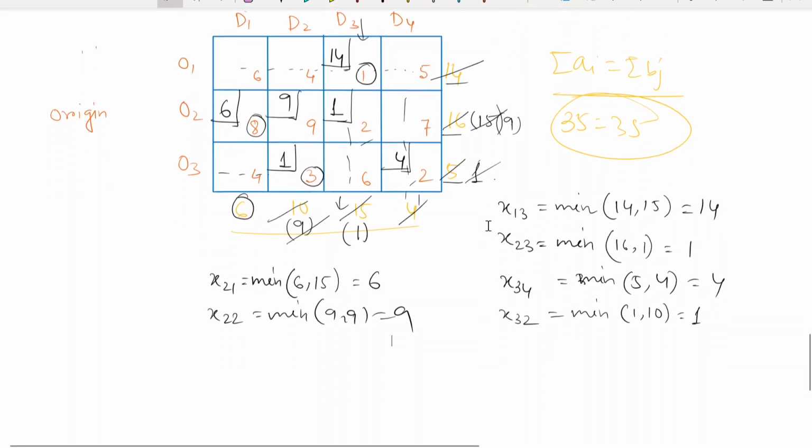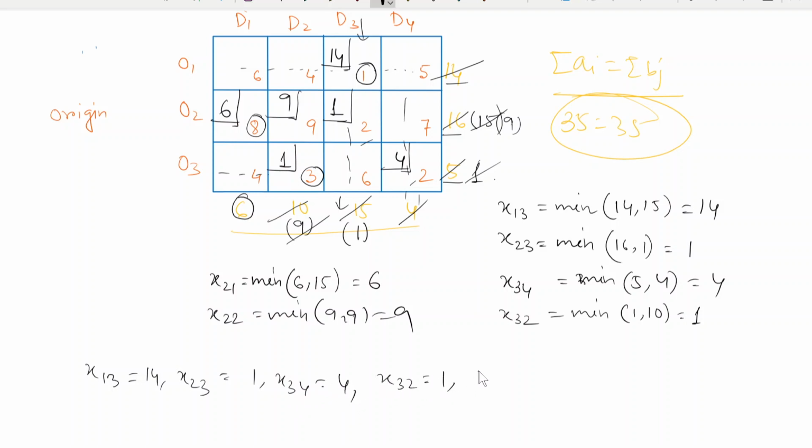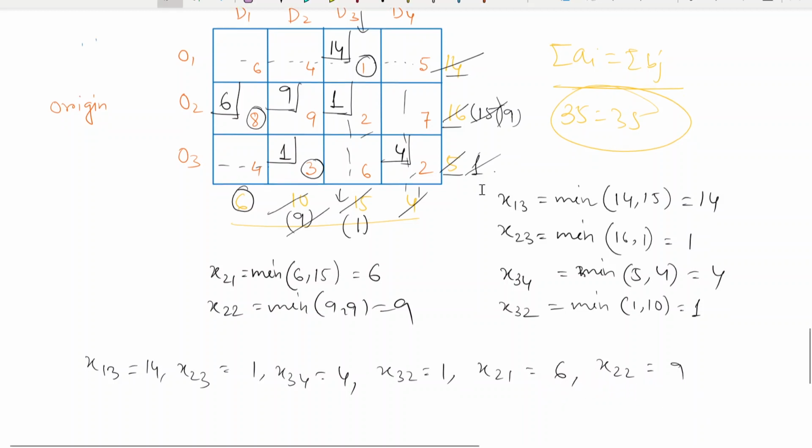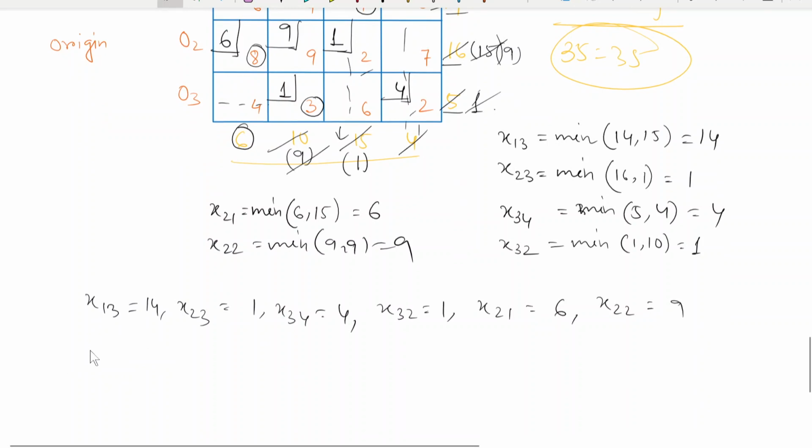Therefore the initial basic feasible solution is: x13 equal to 14, x23 equal to 1, x34 equal to 4, x32 equal to 1, x21 equal to 6, and x22 equal to 9. And the objective is the transportation cost.